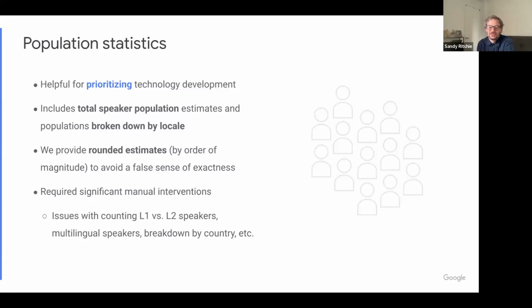Another inherent issue is that there are many L2 speakers, second language speakers, of many languages, and are those counted within the count for a language? If we only count L1 speakers for English, it probably has something like 500 million. But if you include all the L2 speakers, it's probably the most widely spoken language in the whole world. So it's a complicated issue.